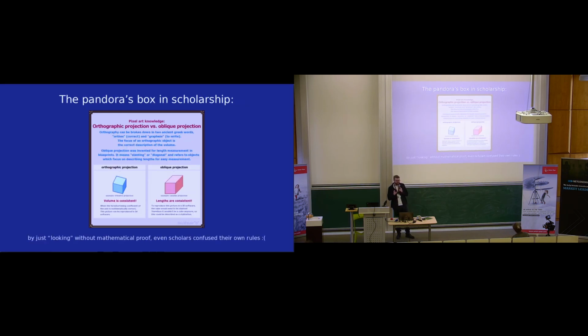There's a Pandora's box in scholarship, and people get really, really picky about it. And this is the main point which took me a really long time to overcome. So it's like, what is orthographic and what is oblique? And generally, those are two words which describe a look of something.